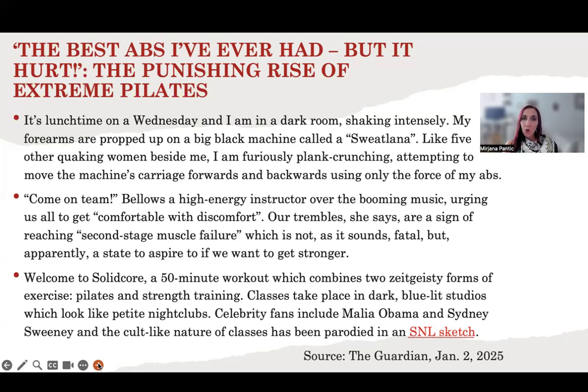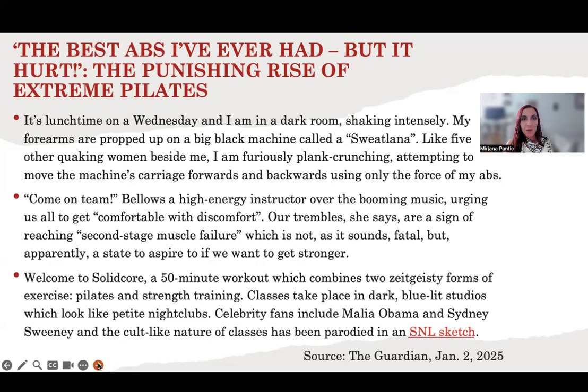It's lunchtime on a Wednesday, and I'm in a dark room shaking intensely. So it already has this element of intensity, and she even uses that word in the first sentence. So she wants you to get into this story and to read it, to read about her experience and how she portrayed Pilates. Then she goes on.